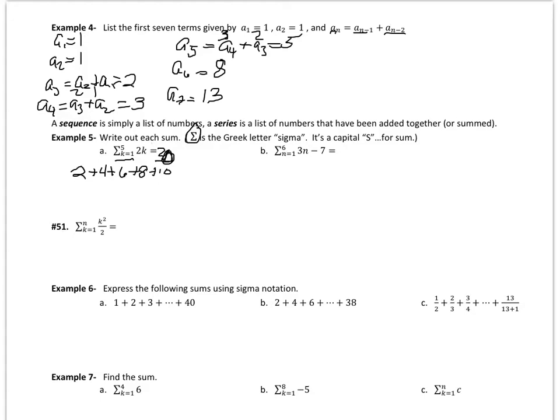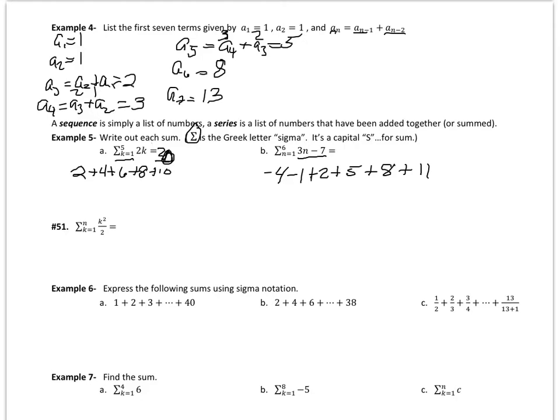Now we go n from 1 to 6 with 3n minus 7. So we do n is 1, and what do I get? If n is 1, I get negative 4. Plus, what about if n is 2? I get negative 1. Plus, n is 3. N is 4. N is 5. And then n is 6.